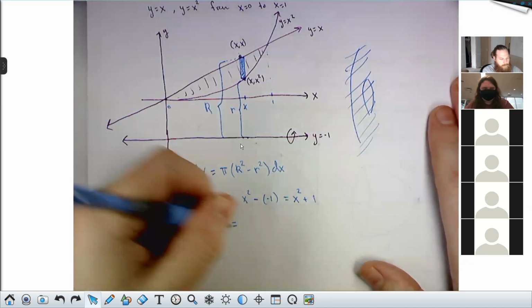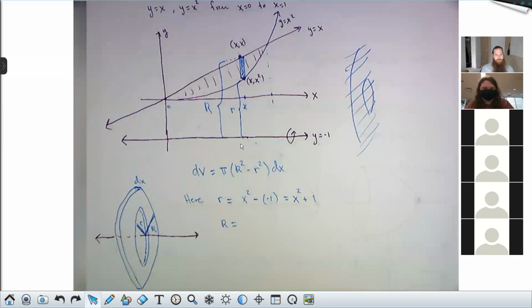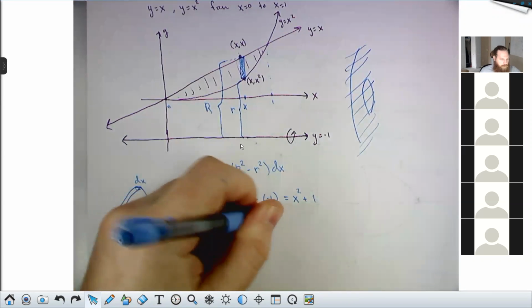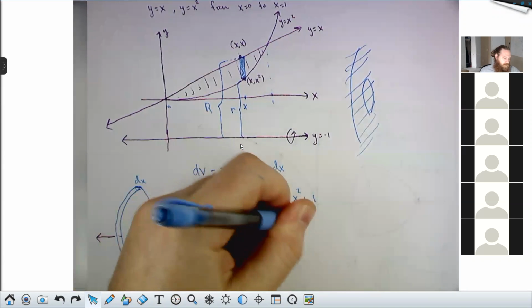All right, what is big R? X plus 1. Excellent. Yeah, this would be x minus -1, which is just x plus 1.